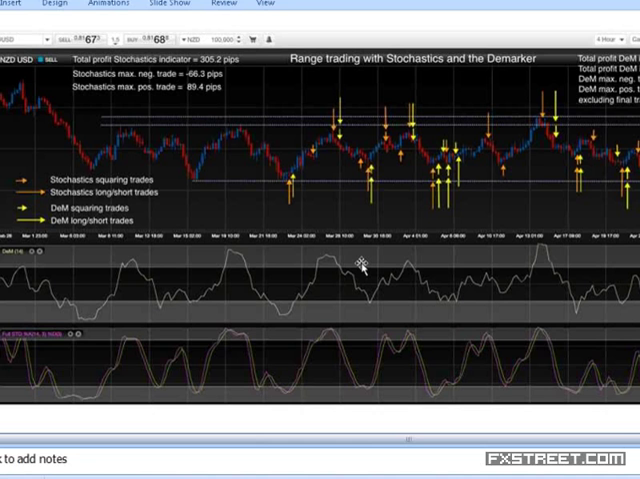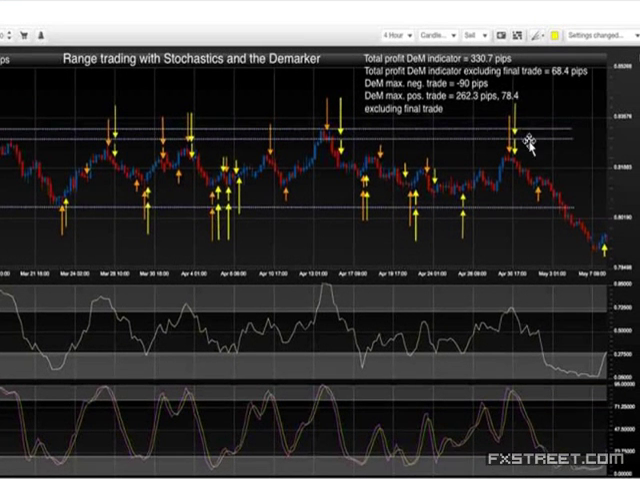We can see, unfortunately, that Demarco was a pretty poor performer, really. In fact, excluding this final trade here, it didn't square up till well after the support line here had broken. Excluding that trade, we only made 68 pips. Including it, we made 330. The worst trade being a 90 pip loss. With this final trade, our best trade was 262, but only 78 actually in the range, so it wasn't a particularly great performer.